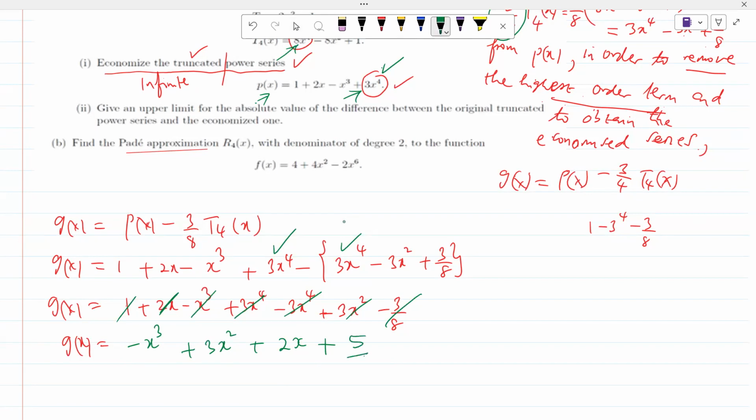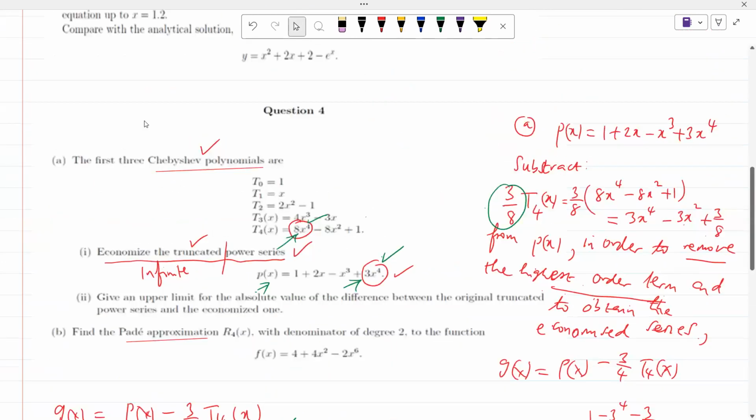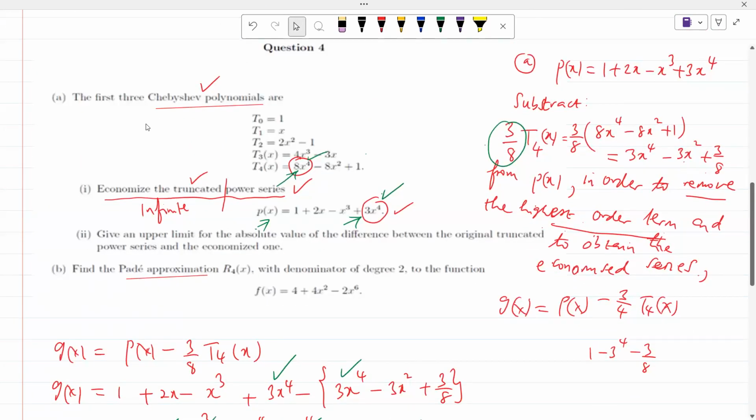This is good. So we have managed to economize the series. What does it mean to economize the series? Well, the objective is to remove the highest order term by taking one of the Chebyshev polynomials and performing subtraction. You subtract the T multiplied by a constant from the truncated power series.